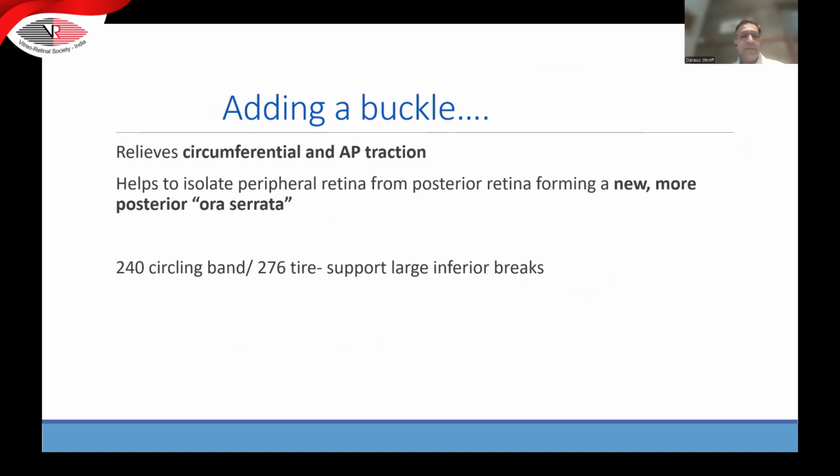Adding a buckle is something which I always feel helps in these complicated cases. It helps to relieve the circumferential and AP traction. It isolates the peripheral retina from the posterior retina, forming a new posterior ora serrata. And generally, a 240 band is sufficient, but in severe cases or pediatric cases where there is a lot of contraction, you may use a 276 band, especially if you want to support large inferior breaks.